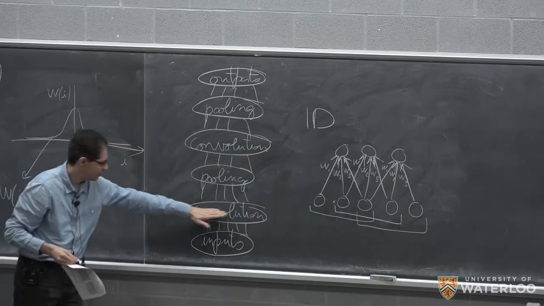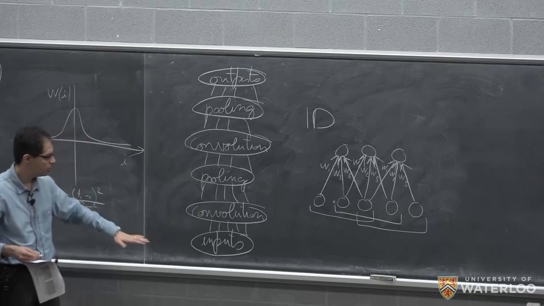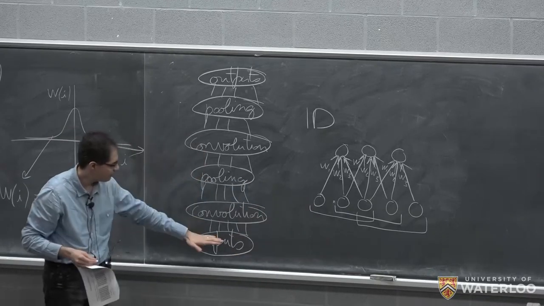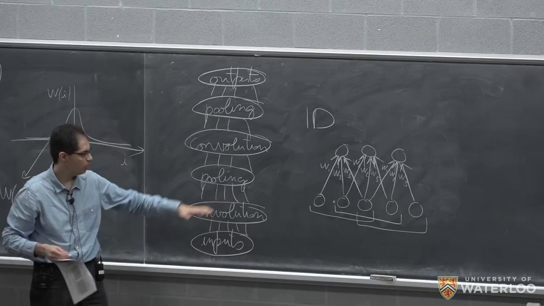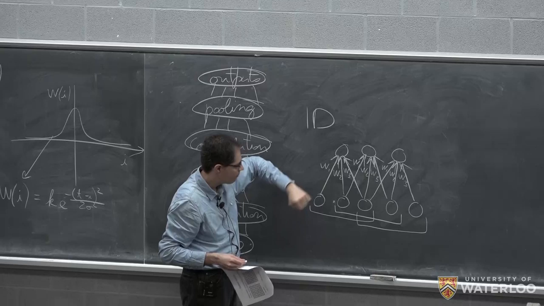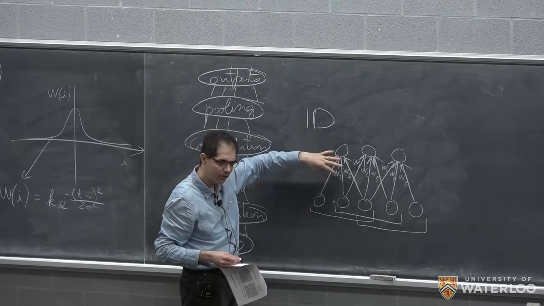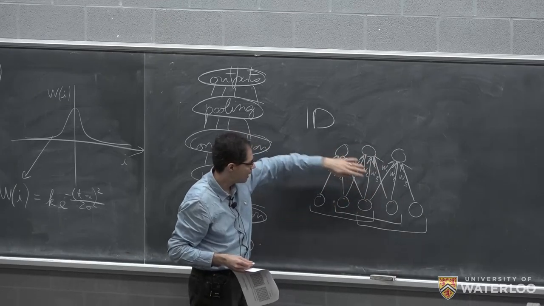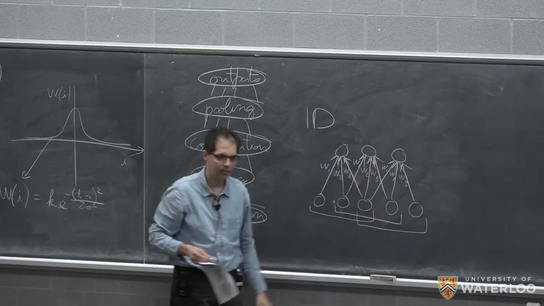So the idea is that in a convolutional layer, we feed the inputs, but instead of connecting every input to every output, we connect each output only to a small window, and then we apply the same filter of weights to every single window to calculate a different output.